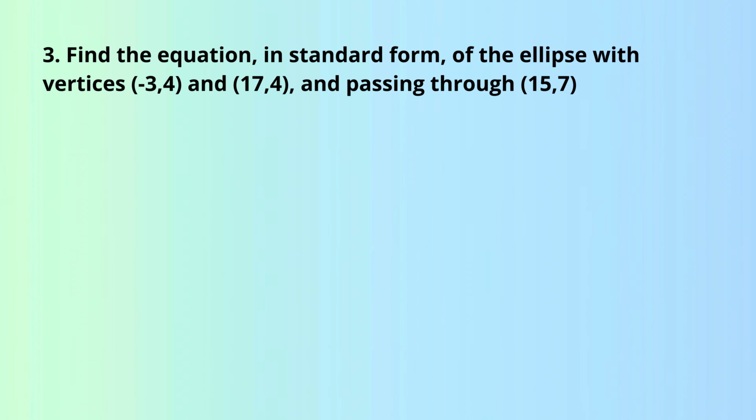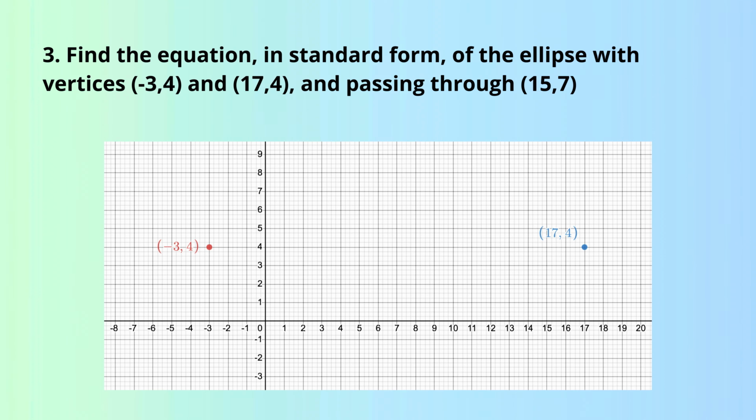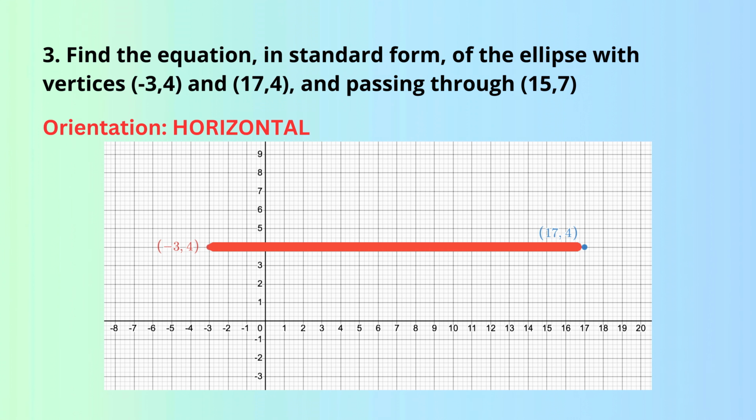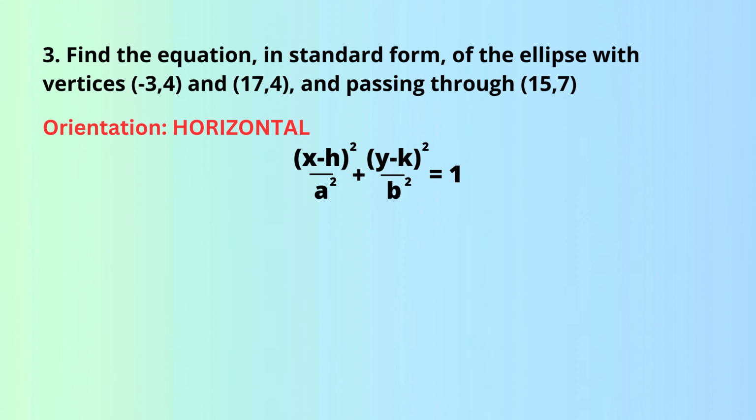For the last problem, our given is an ellipse with vertices (-3, 4) and (17, 4), and passing through (15, 7). Since the vertices, when plotted on a Cartesian plane, will form a horizontal major axis, the orientation of our ellipse is horizontal as well. Therefore, we will use this equation.